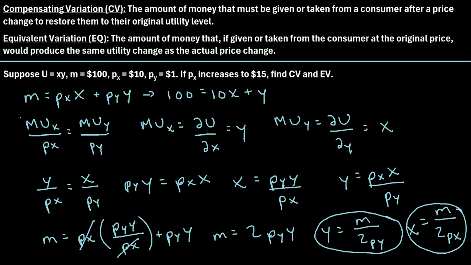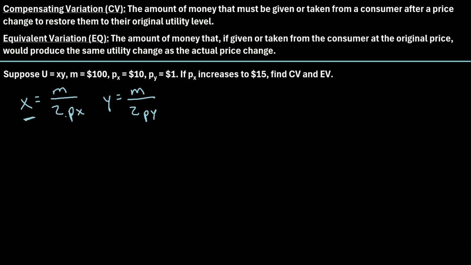So I'll clear a little bit of space here. All right, so here are the values that we found for x and y. Let's plug these into the utility function to find our original utility at the original prices. So we would say that u, let's label it u sub 0. So this is our original utility. That's equal to x times y. So we'll have this quantity times this quantity.